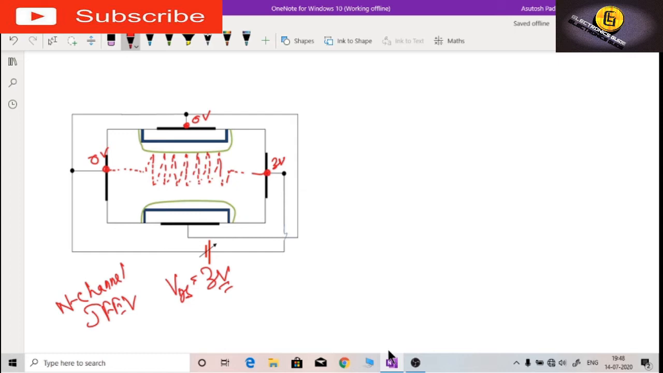Now, when ID current flows through this resistor, that means when ID current flows through the channel, then there is an ohmic drop across the length of the channel. That means at this terminal the resistor is having 3 volt, then at this point it must be having 2 volt, at this point it may be having 1 volt, and this point obviously should be at 0 volt.